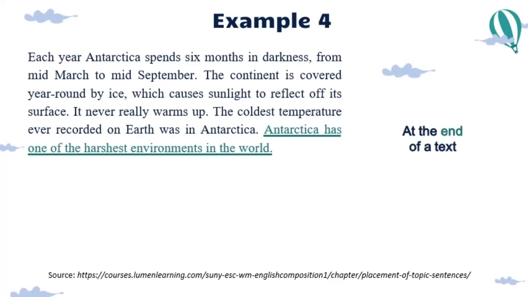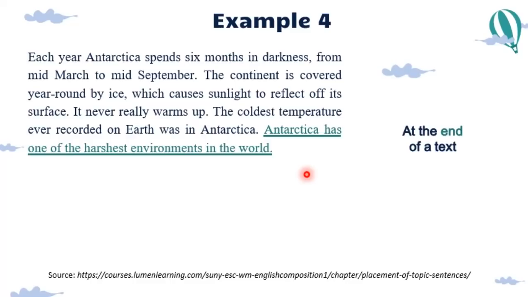You will also find a text where the main idea is stated at the end of the text. For example, let's read this text together. Each year, Antarctica spends 6 months in darkness, from mid-March to mid-September. The continent is covered year-round by ice, which causes sunlight to reflect off its surface. It never really warms up. The coldest temperature ever recorded on Earth was in Antarctica. Antarctica has one of the harshest environments in the world.